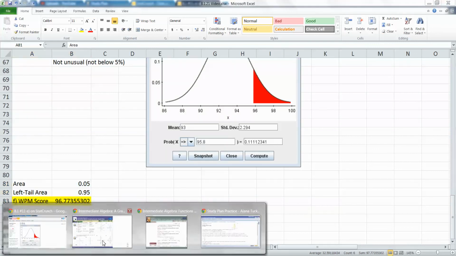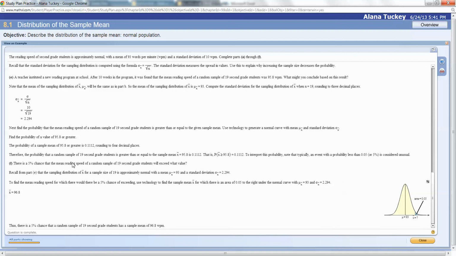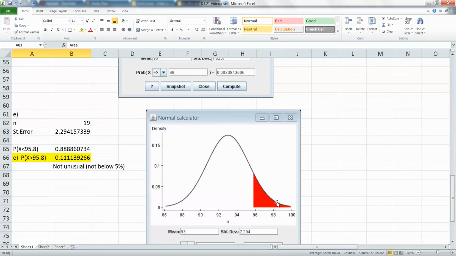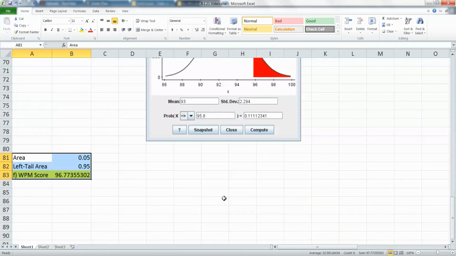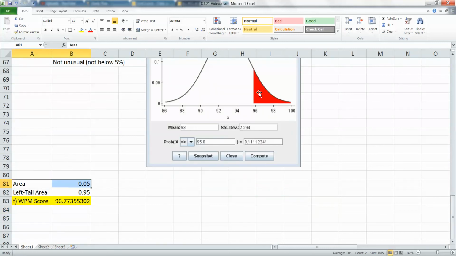So then the last part was, well, what would make it 5%, right? What would have it be? There's a 5% chance the mean reading sample of 19 kids will exceed what value? So I'm giving you the area, 5%, and I'm asking you, what's the score? What's the cutoff score? Because 95.8 didn't do it. 95.8 gave us 11% out here in that red area. I want 5%. So that's a different question than all the other questions because I'm giving you the area this time. So the area on the right is going to be 5%, which means the area on the left, that white area, is 95%, which is 1 minus 0.05.